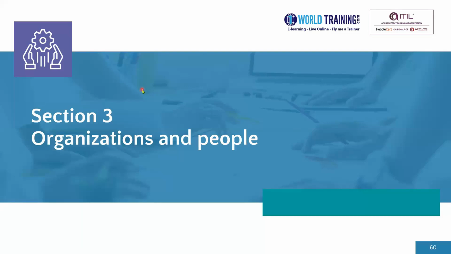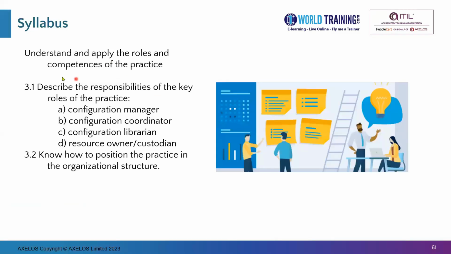We are in section 3, the organizations and people dimension for the service configuration management practice. From an exam syllabus perspective, we need to understand and apply the roles and competencies of the practice. There are mainly two topics here. 3.1 is about understanding the various roles and the responsibilities. We mainly have 4 roles here: the configuration manager, configuration coordinator, configuration librarian, and resource owner or custodian.